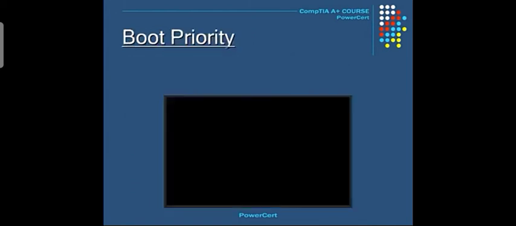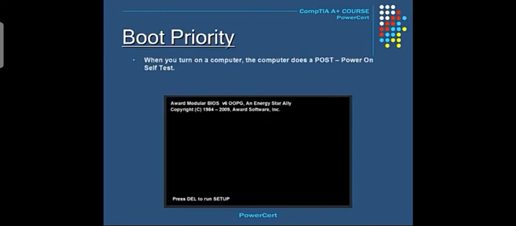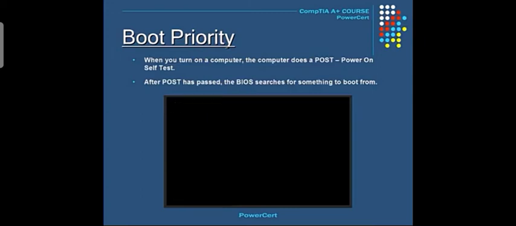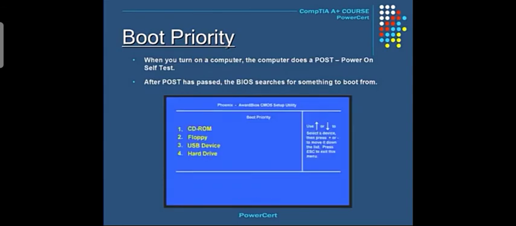When you turn on a computer, the computer does what's called a power-on self-test, or POST, that is run by the BIOS. It tests the computer to make sure all the requirements are met and the hardware is working correctly before continuing. And after POST has passed, the BIOS searches for something to boot from, such as an operating system, which is typically loaded on the hard drive. But the computer doesn't necessarily have to boot to an operating system. It can also boot from other things, such as a CD or DVD disc, floppy disk, or USB flash drive, just as long as those things have the necessary boot files on them.